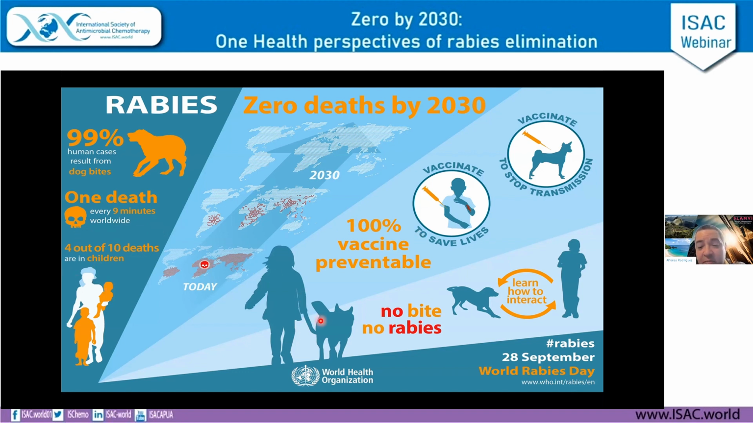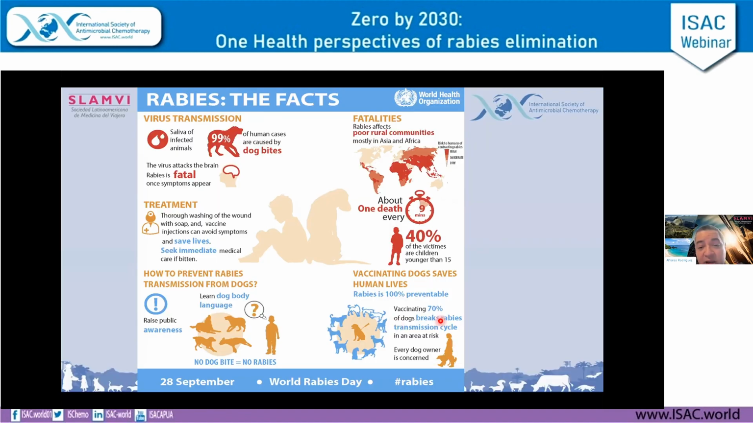But precisely, this is a vaccine preventable disease, and what we are targeting is no bite, no rabies, and that is part of the objective of zero deaths by 2030. It's especially important to remember that although we have the bites, we have other animals that may be involved. This occurs especially in poor rural communities, but also in some regions, as has happened here in Latin America, even in urban areas.